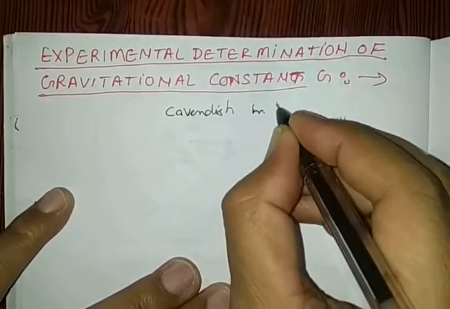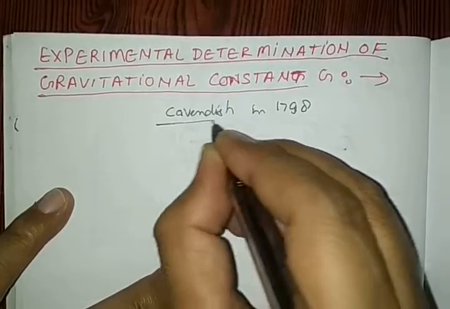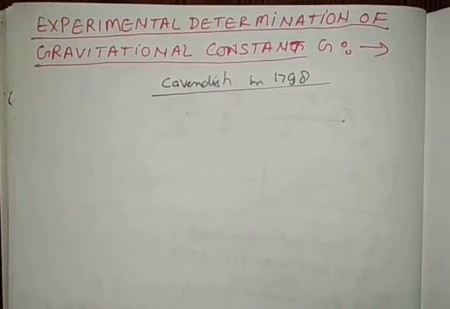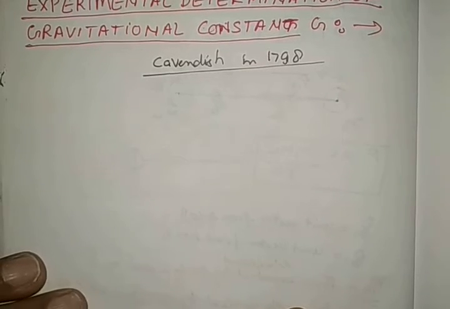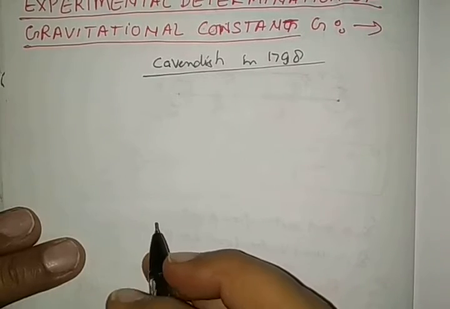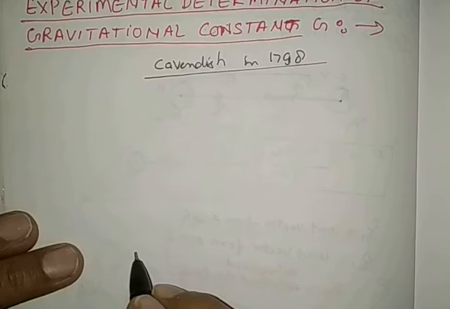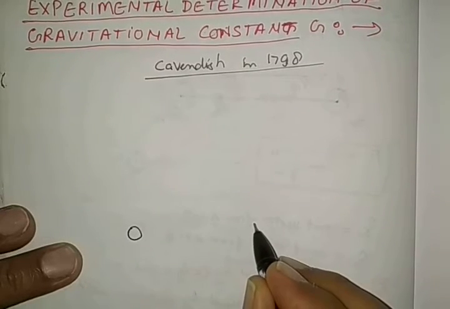in 1798. This experiment is very interesting. So understand the concept of this experiment very carefully, then you can understand it carefully. Here in this experiment, what is done here? The main thing which is done here, two light spheres are taken.